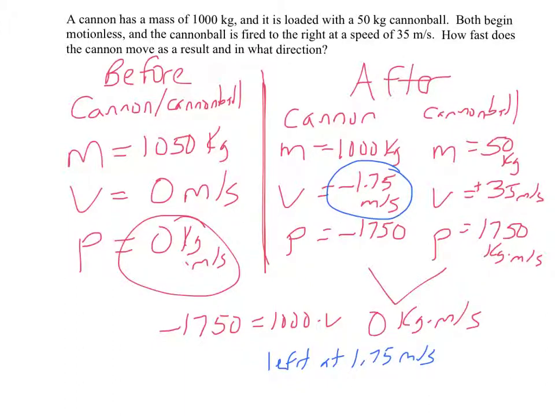So the cannon has equal momentum as the cannonball, just in an opposite direction. And it's going slower than the cannonball because the cannon's much more massive. So this is very similar to the recoil problems we did with Newton's third law, just basically doing it another way.